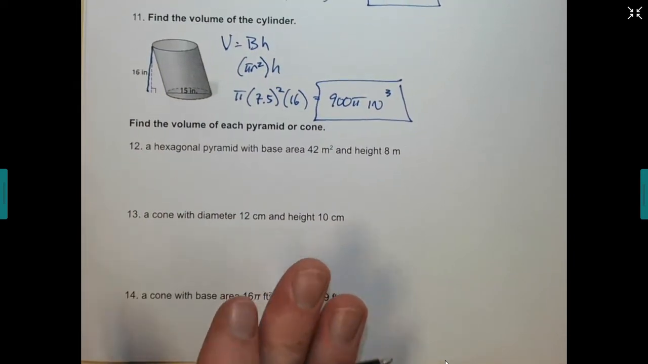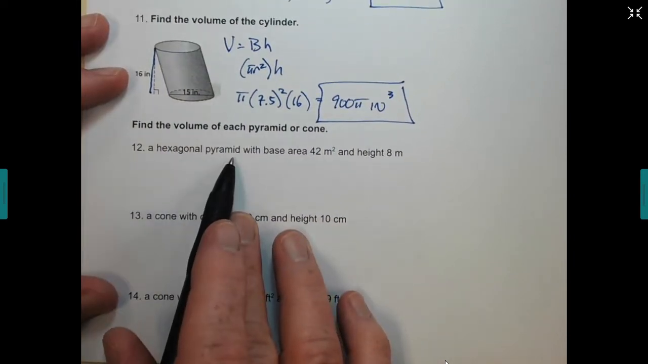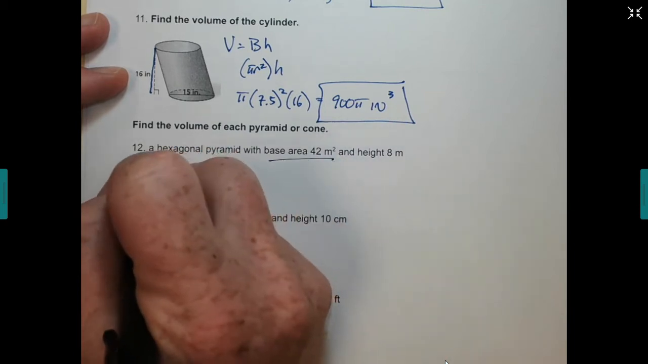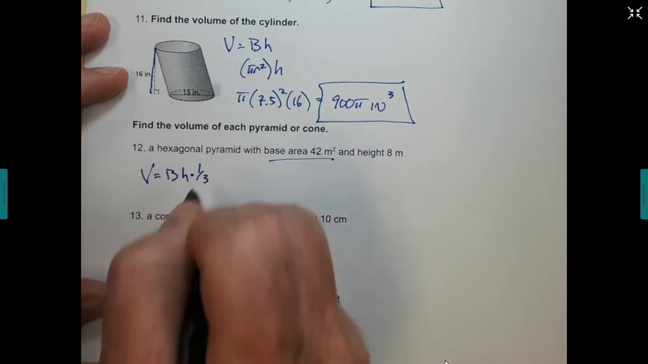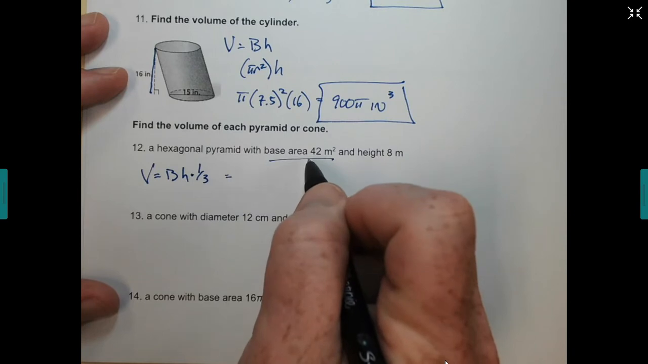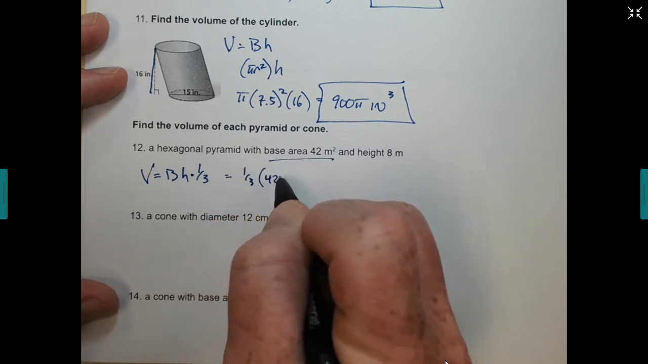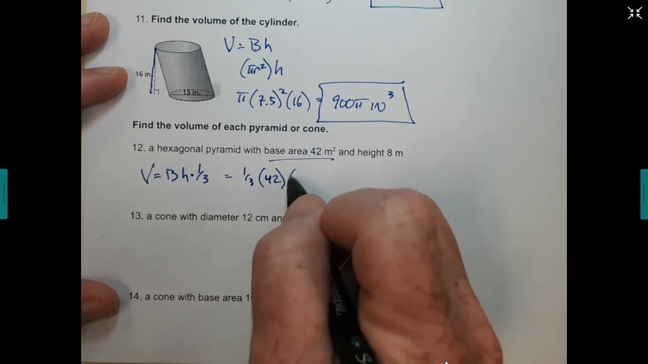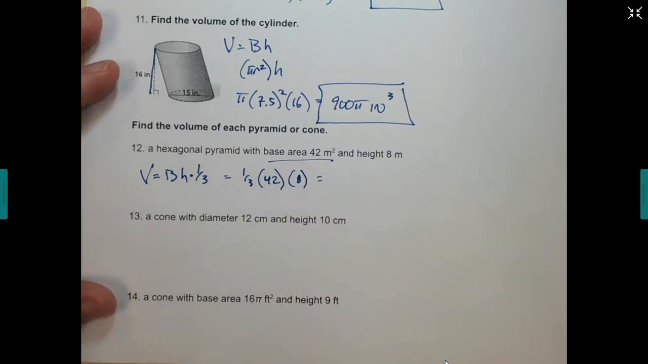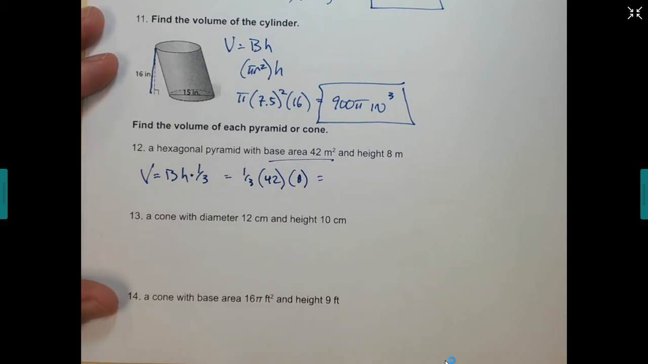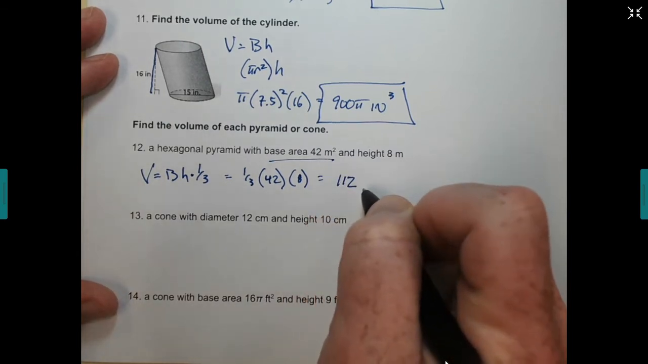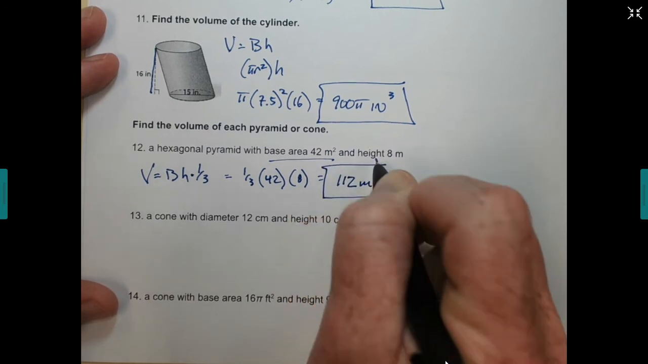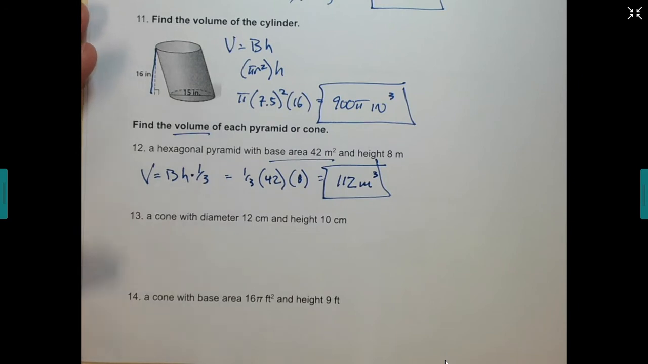Okay, we've got to keep going with volume here. I got a hexagonal pyramid, and they've already told me the area of the base. So again, volume is area of the base. Ooh, it's a pyramid, so I want actually 1/3 of that. But I already know the area of the base. I'm going to do 1/3 times the area of the base times the height, which is 8. I had everything I need. Okay, so 1/3 of 50. Calculator helps me out here. I got 112 cubic meters. Because again, we're going after volume.